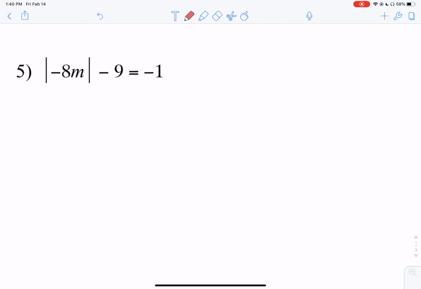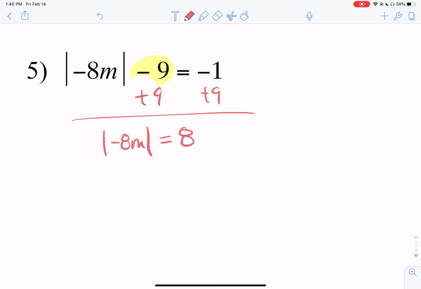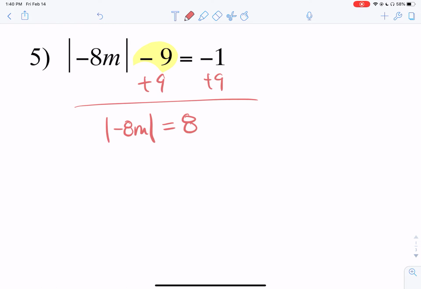So for number 5, again, before we can solve this one and create the two cases, what we have to do first is get rid of this number right there, since it's being subtracted from the outside of the absolute value. So we would start by adding the 9 to both sides, and the absolute value of negative 8m will equal positive 8. And now that the absolute value is isolated, we can create the two cases.